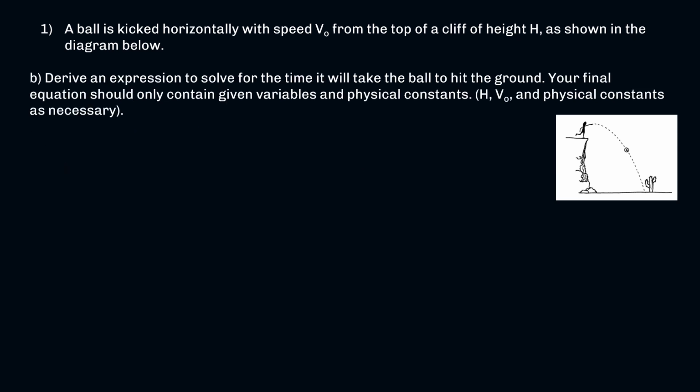In part B, we're going to derive an expression to solve for the time it will take for the ball to hit the ground. Your final equation should only contain given variables and physical constants. My given variables are the initial speed v naught and my height h. Very much like a regular question where I'm given numbers, I'm going to do all the algebra first and then plug in my given variables and also my constants at the end.